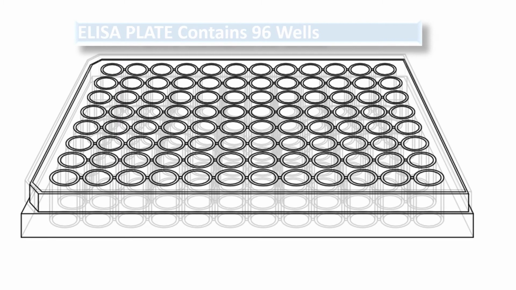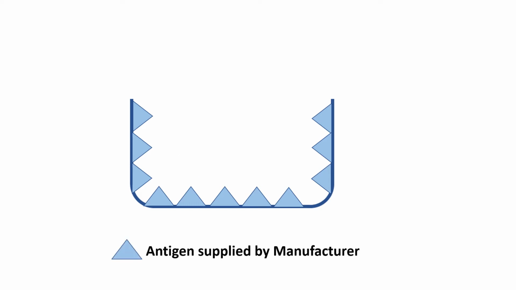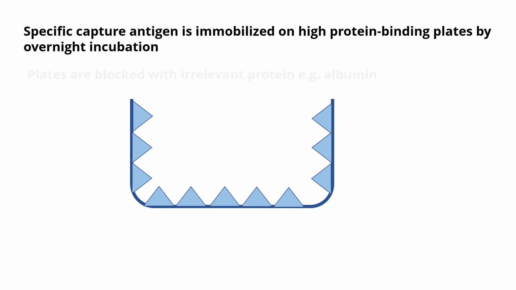This ELISA plate contains 96 wells. These are the 96 wells, and now we will zoom in. After zooming it will be like this. Now here it is clear, there is nothing in this well. On this well, suppose we want to attach antigen, we can attach antigen, but because of recent advances, the manufacturer supplies the antigen from their side. So there is no need of addition of antigen.